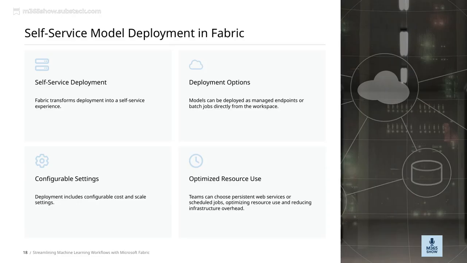When it comes to deployment options, models can be deployed as managed endpoints for real-time predictions or as batch jobs for offline processing, all directly from your workspace. And perhaps most importantly, Fabryx transforms deployment into a self-service experience. This means teams can handle their own deployments more easily, fostering agility and reducing reliance on specialized IT support. Overall, this approach aligns perfectly with the broader goal of making machine learning more accessible and scalable across your organization.